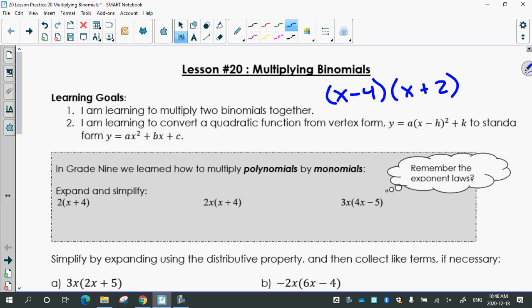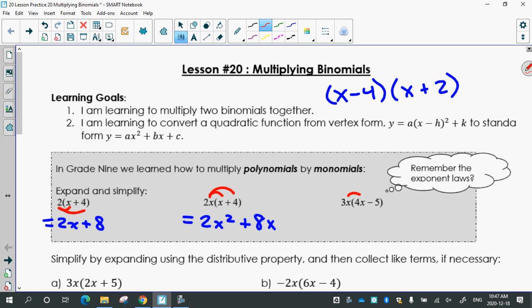In grade 9, we learned how to multiply polynomials by monomials. And you remember that was using the distributive property, everybody's favorite property. Remember you had to multiply the 2 by the x and the 2 by the positive 4. Remember that? Probably first or second week of grade 9. And then multiply the 2x by each term inside the brackets. So 2x times x is 2x squared. That was one of the hard things you had to remember. And then 2x times positive 4x is positive 8x.